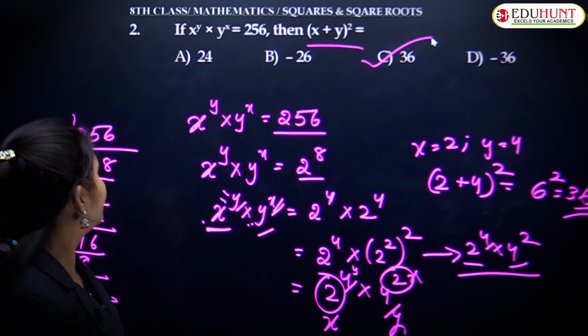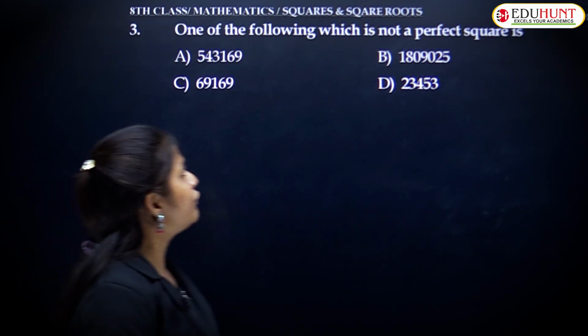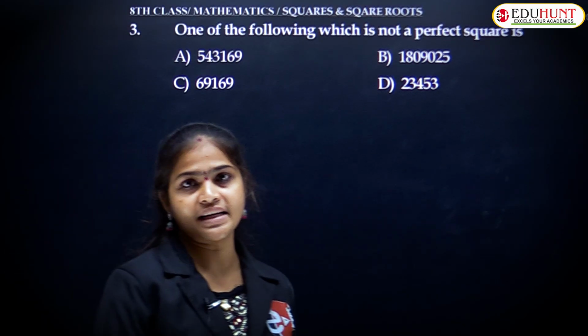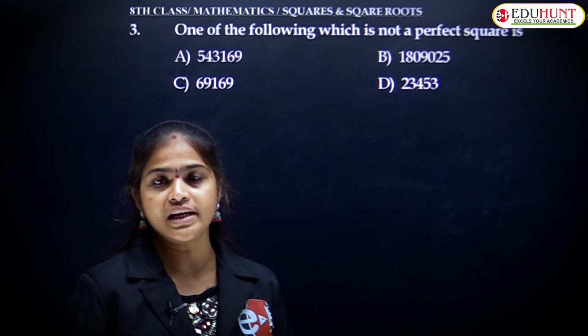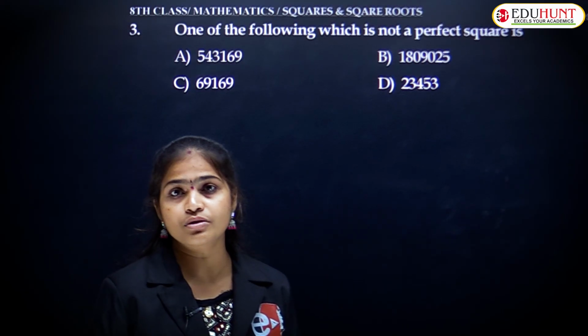So let us check that here. Third question. What is the third one? One of the following which is not a perfect square. So children, here we are having some rules. Okay, what are those rules?